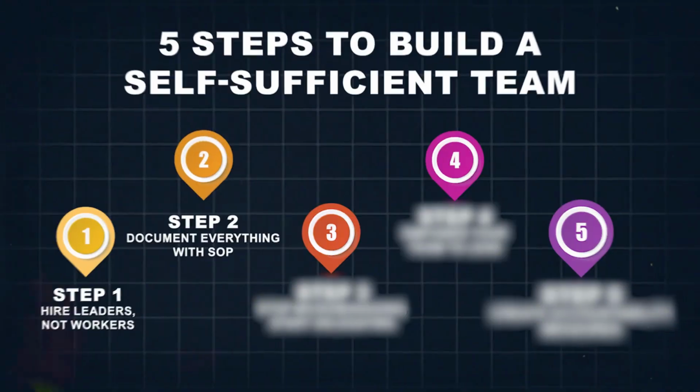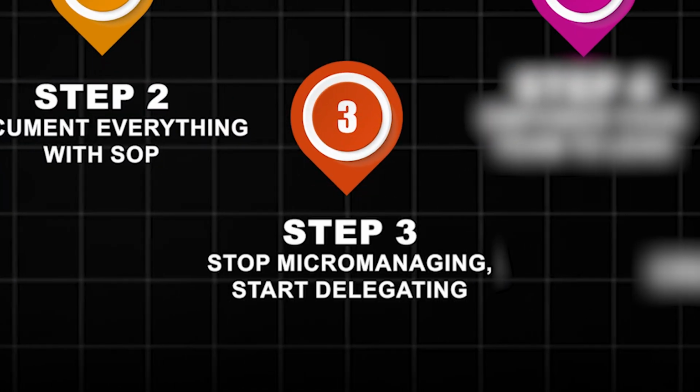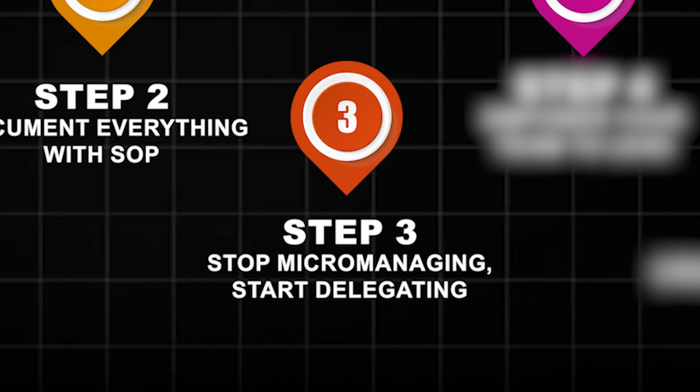When you have clear SOPs, it means your team has immediate access to answers, and they don't have to keep coming to you all the time, dependent on you and looking for an answer, because they've got the document there. They can just refer back to that document and it will save you a ton of time in the long run. The third thing you need to do is stop micromanaging and start delegating.